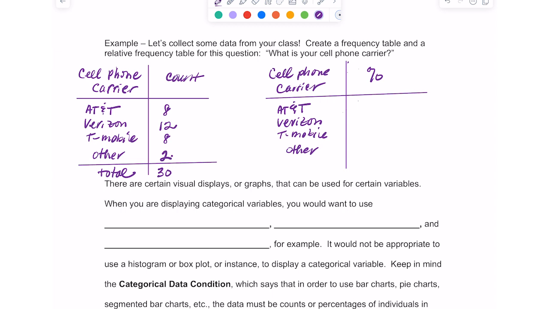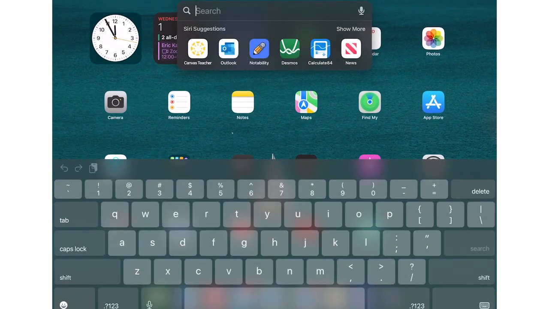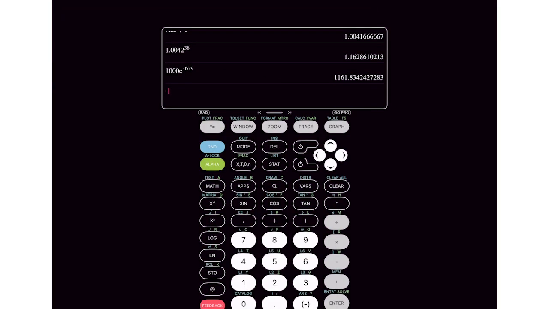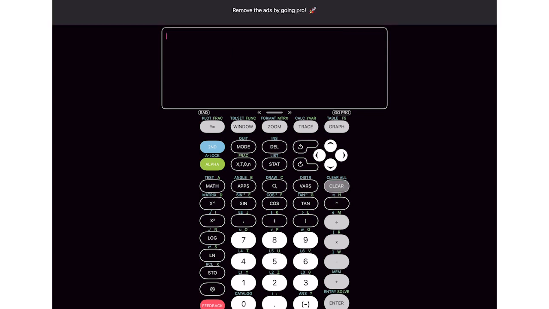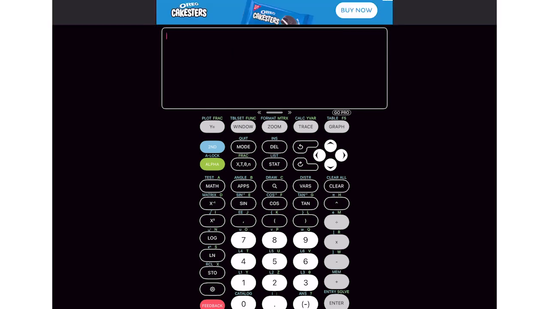And if I want to convert these to percentages, I'm just going to take each individual count and divide by the total. So for example, for AT&T, I would take the 8 people that have AT&T and divide by the total, which is 30. So if you go on your calculator, and you will need a graphing calculator for this course, preferably the TI-84 Plus, because that's what I'll be using in class.